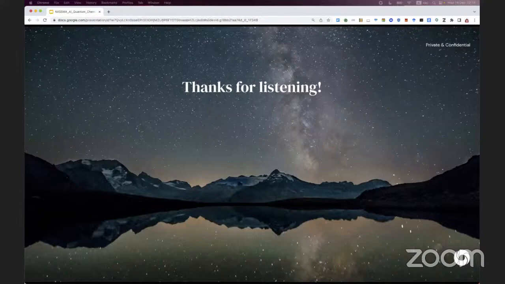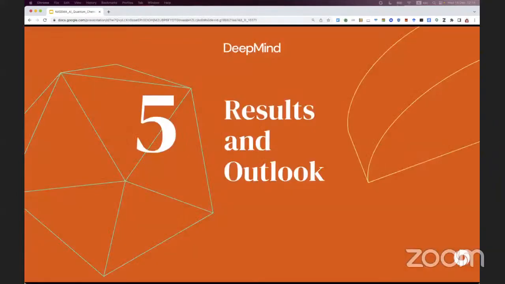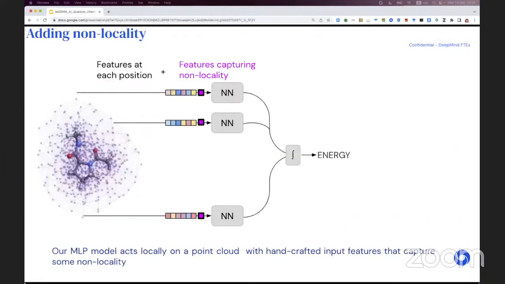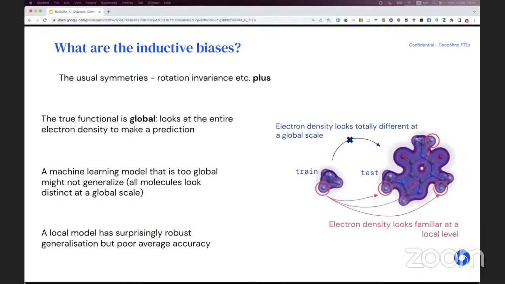Can you go back to this local global thing? Can you explain how the network takes this into account? Yeah. It's very hard to decide how to tell the neural network to look at the global density and make sure that it's not overfitting, just learning the training set, and then not able to generalize.